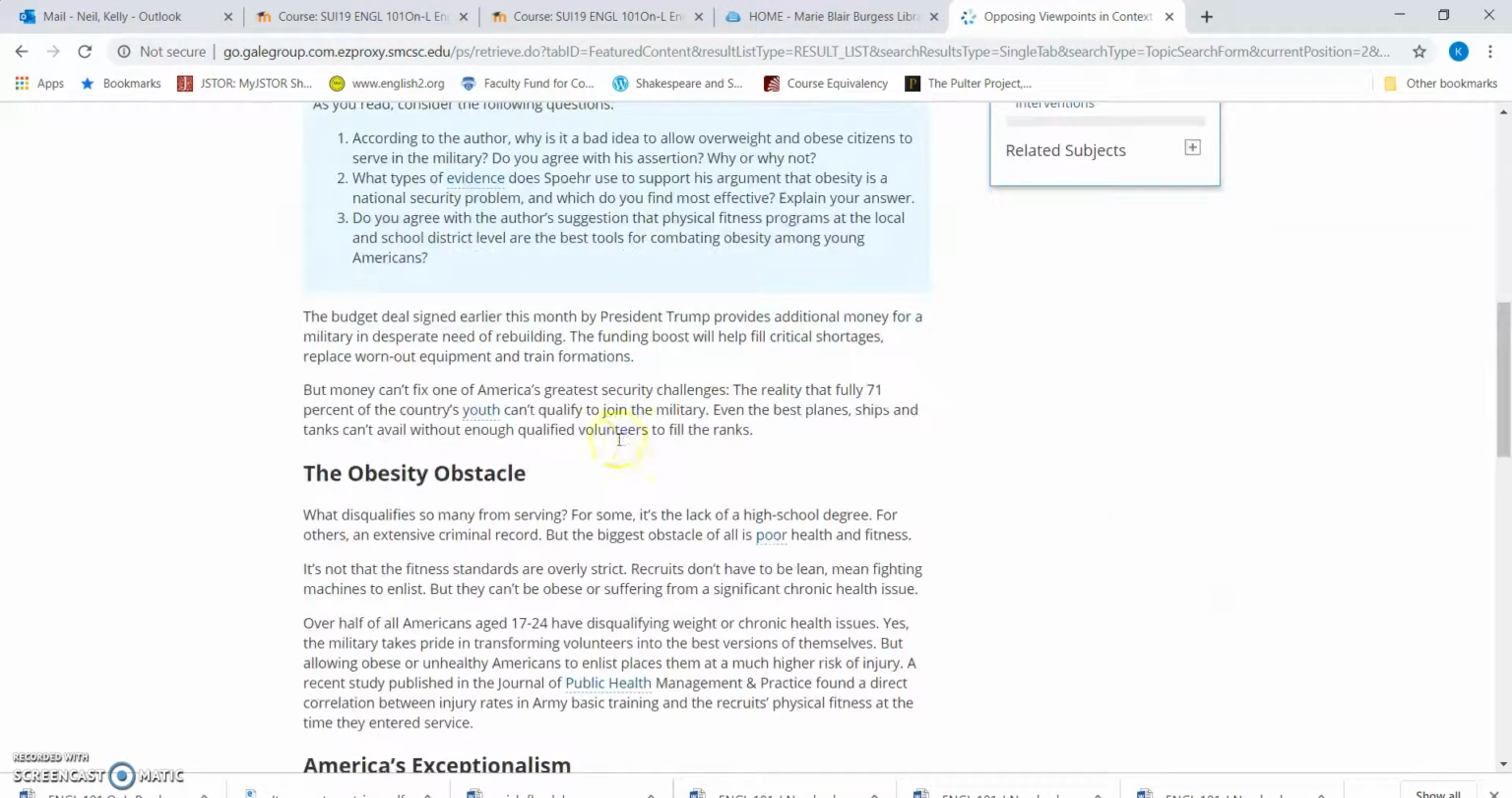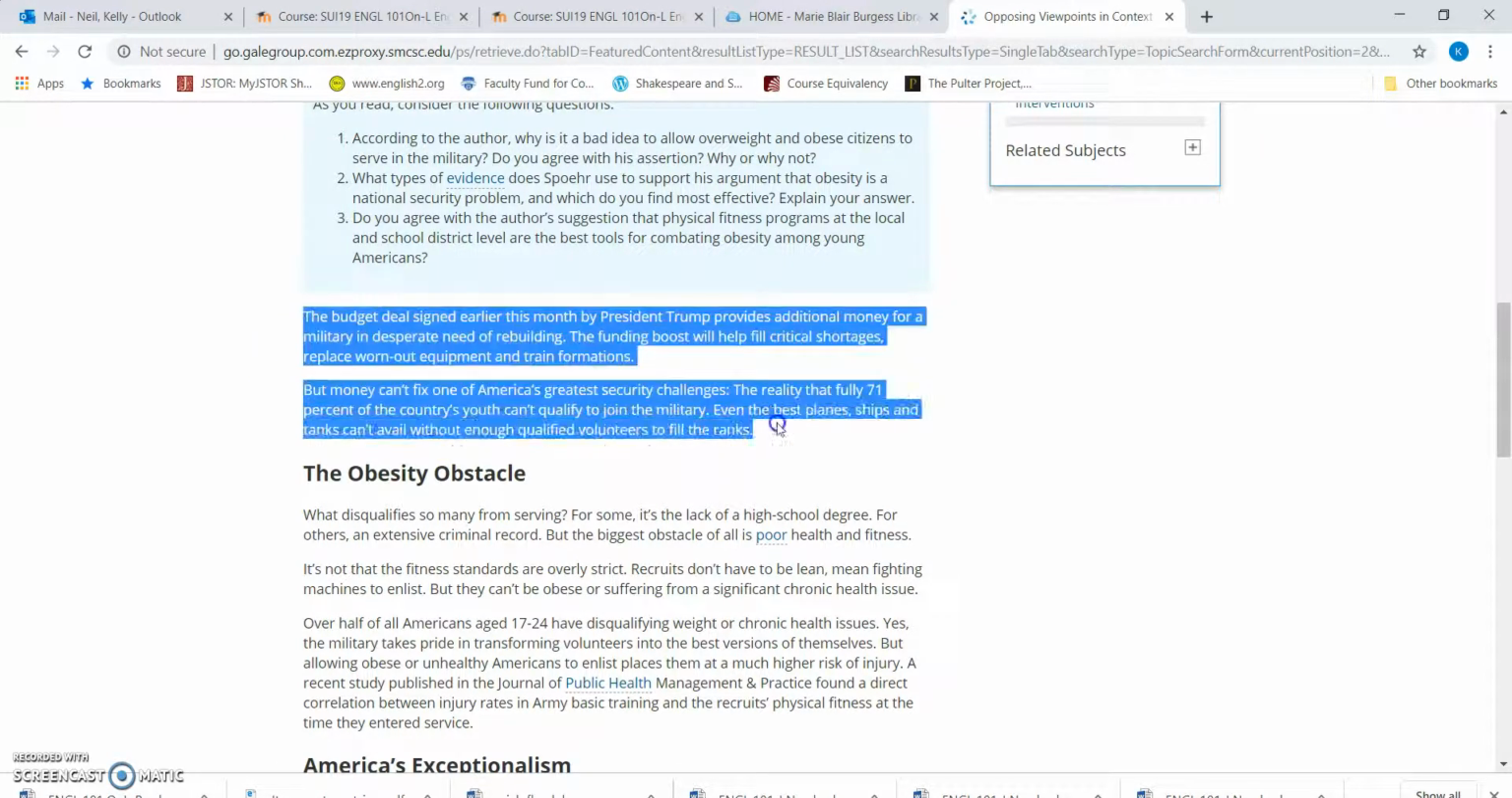The next thing I'm going to do, scroll down to where the actual essay starts, which is right here, and I'm going to read just the opening paragraph, or if it's really short like this, the opening 2 paragraphs, just to see the introduction. So if I read this, okay, we're talking about a budget deal that President Trump signed, something about providing additional money for a military. Then the writer goes on to say, this money can't fix one of America's greatest security challenges, the reality that fully 71% of the country's youth can't qualify to join the military.